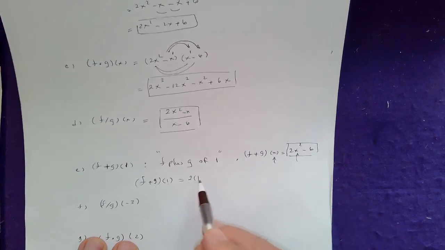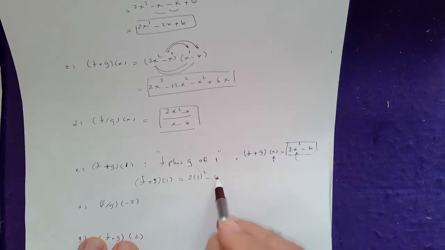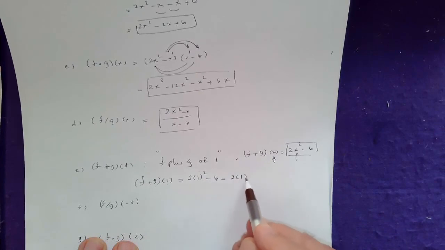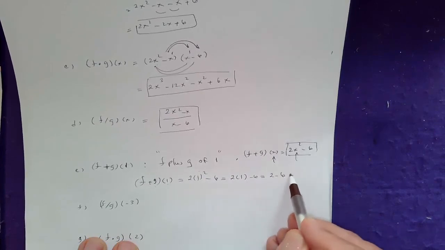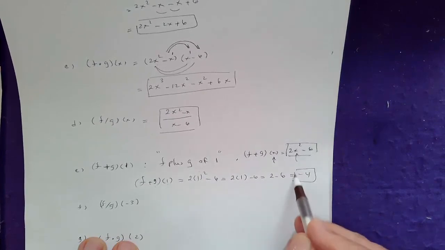So what do you get? 2 times 1 squared minus 6, which is 2 times 1 minus 6, which is 2 minus 6. The final answer is negative 4.